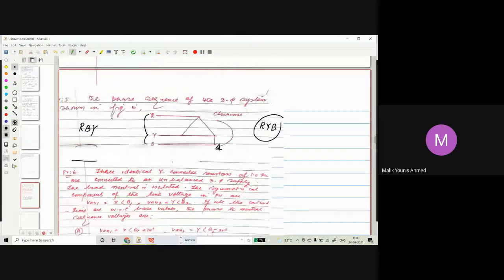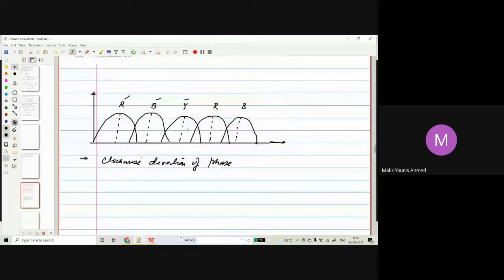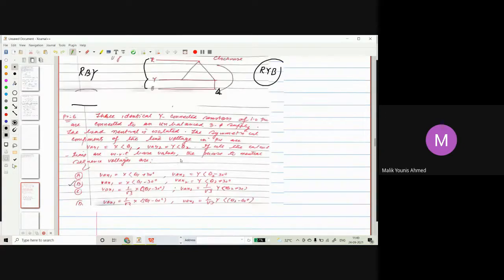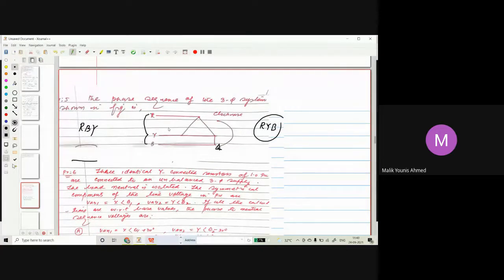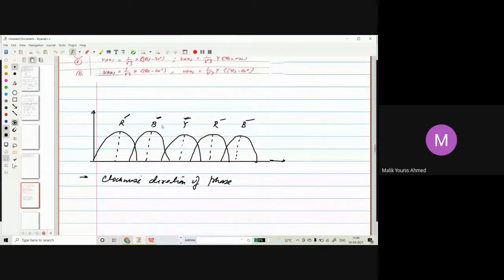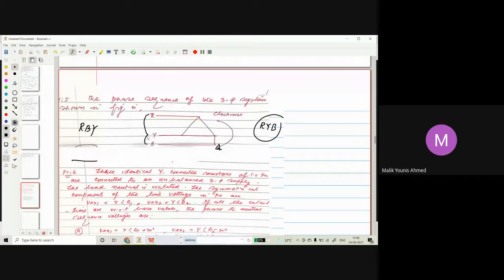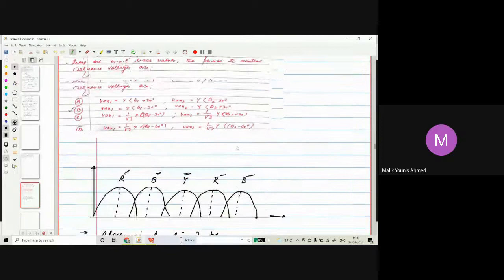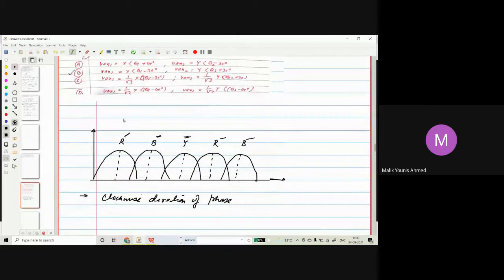See, now by RBY, how you can manage the actual R, then we have B, then we have Y. It will always be RBY. Now start from the phase B here: BYR. Start from the second, BYR. Start from the third, Y: YRB. This is the exact way you have to write the phase sequences.